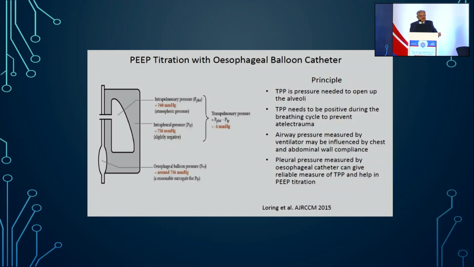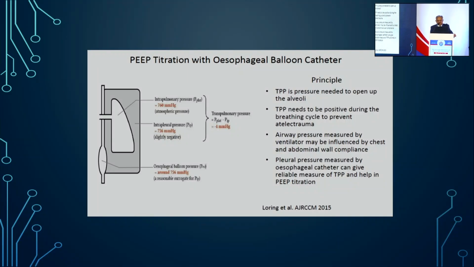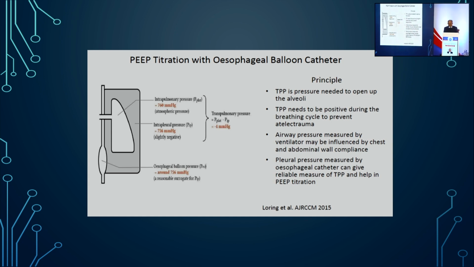Now, this is what I was talking about. You measure the actual pressure which is affecting the alveoli, which is the transpulmonary pressure. So, how does one measure it? Esophageal catheters are inserted. Unfortunately, it is an expensive modality, but it is being used for study purposes or in certain Western ICUs. You put a balloon into the esophagus, and that measures a pressure pretty equivalent to the pleural pressure.